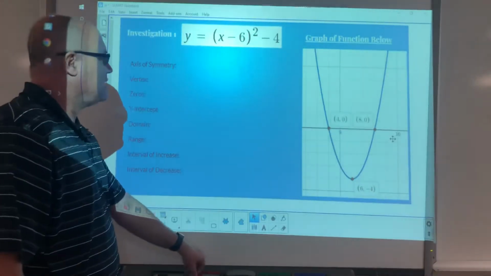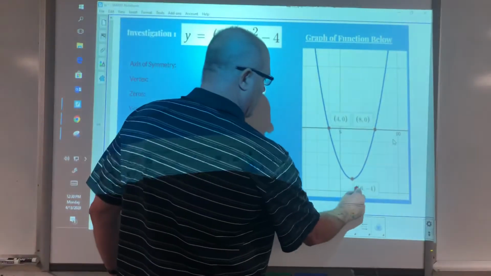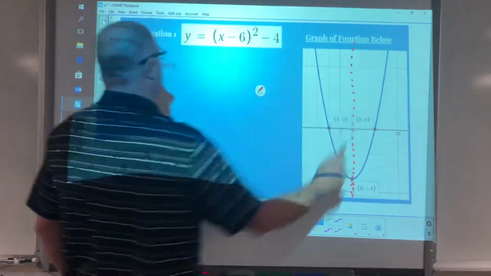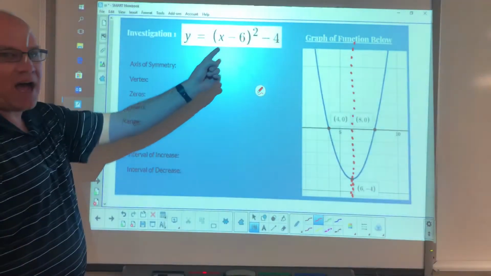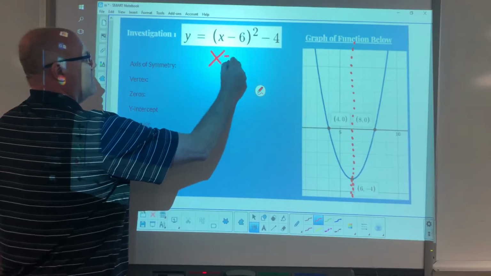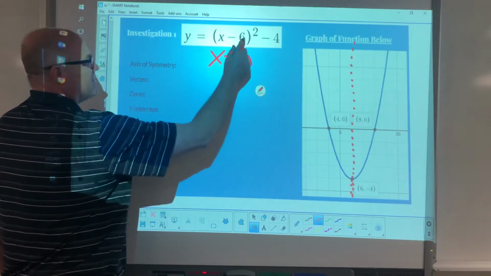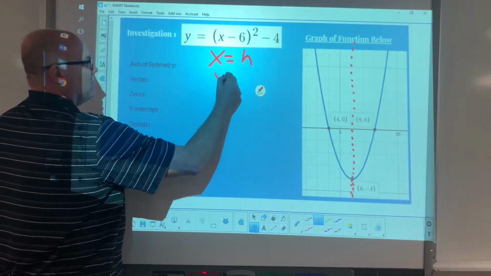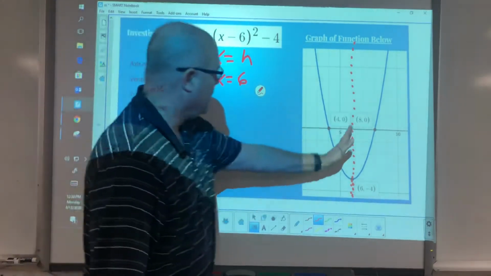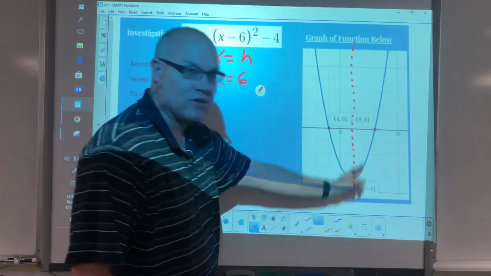So, axis of symmetry, you could have seen it two ways. From the graph, there is the axis of symmetry, or we know that the h value is the axis of symmetry. So we know that x equals h. So in this case, h is 6. So x equals 6. That is our axis of symmetry. That's also this line here, x equals 6.